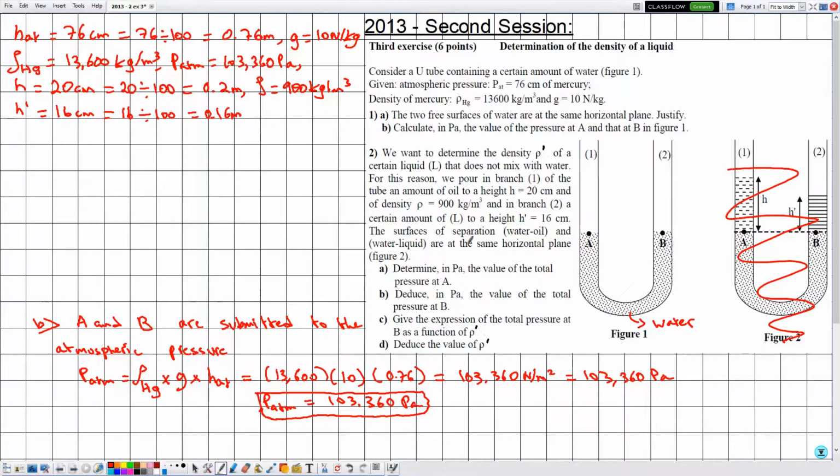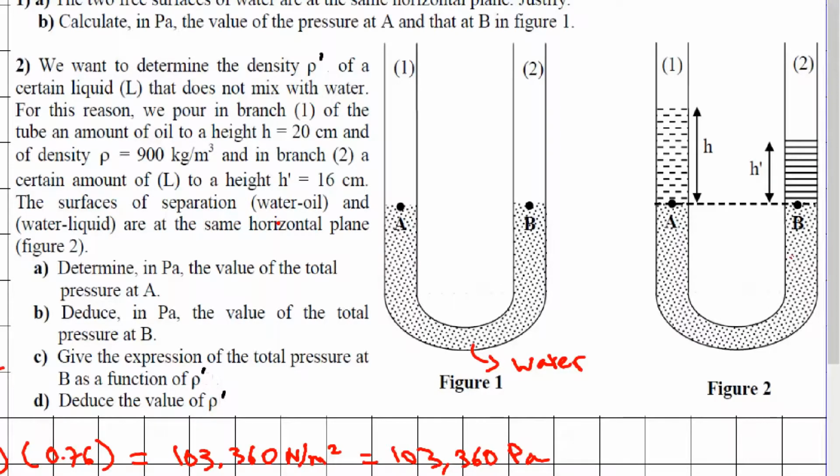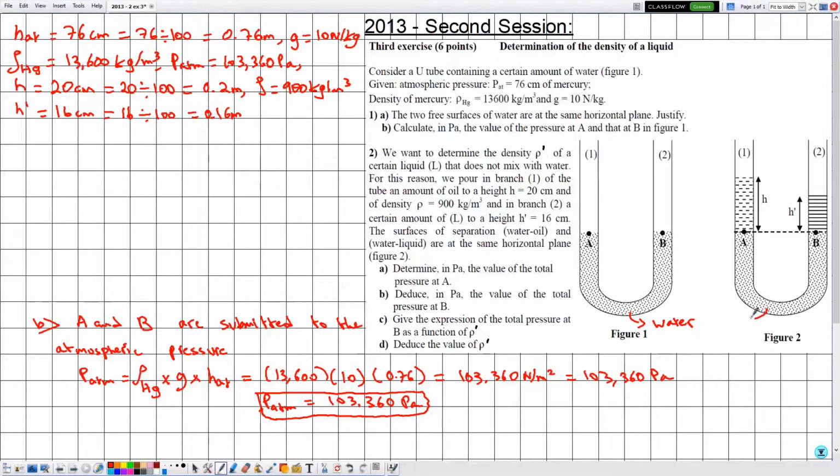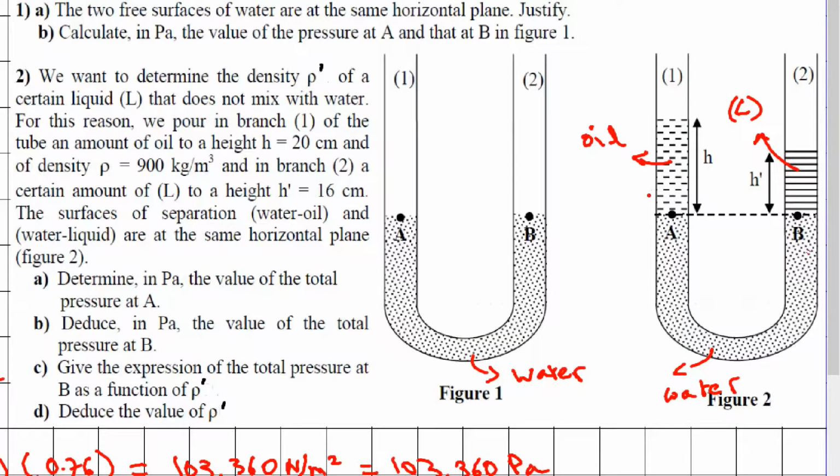Okay, so the surfaces of separation water, oil and water, liquid are at the same horizontal plane, figure 2. So they mentioned figure 2, now we can use it. Let me say that this is water, this is oil, and this is the liquid L that we wish to determine its density. This is the surface of separation between oil and water, and this is the surface of separation between water and the liquid L. They are telling me that the surfaces of separation are at the same horizontal plane, and this is represented by this dotted line.